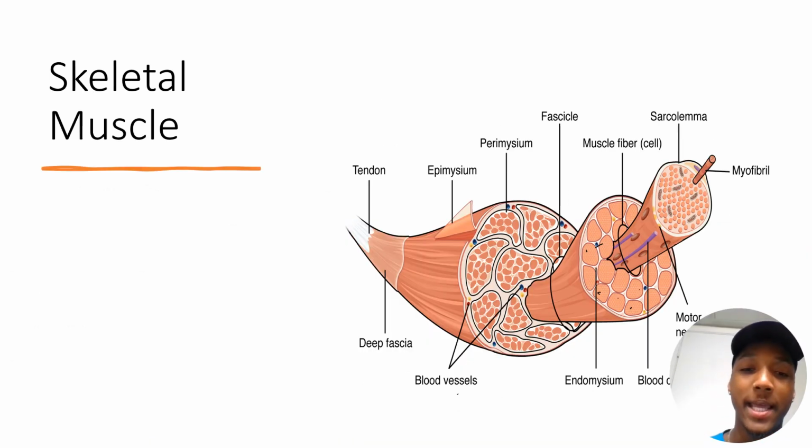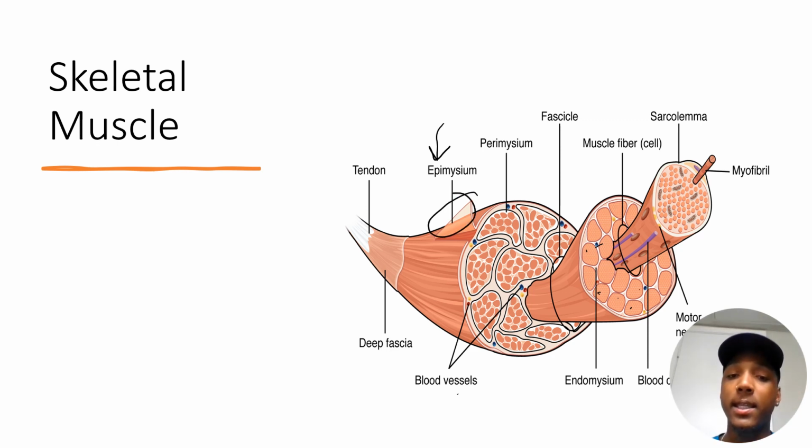So I will be starting at the epimysium. The epimysium, as shown here, is a sheet that surrounds the entire muscle, and the epimysium provides structural support as well as protecting each individual muscle fiber within it. The perimysium surrounds the bundle of muscle fibers, which is also called the fascicle, and it helps facilitate the distribution of the blood vessels as well as the nerves to the muscle fibers.